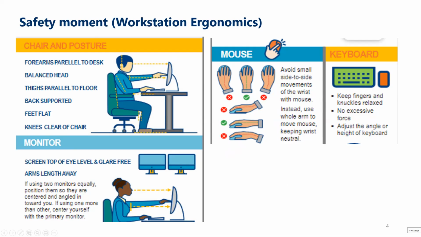And then the keyboard, this is how you should position the keyboard. Keep your fingers and knuckles relaxed, with no excessive force, to avoid stress on the muscles. And then adjust the angle and height of the keyboard. Most keyboards, the wireless keyboards, come with angle and height adjustment, so we need to adjust it to the best position that fits us.